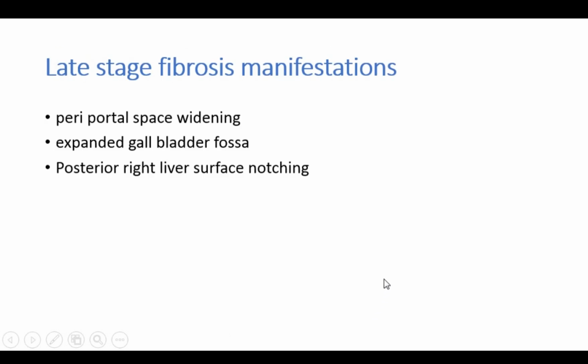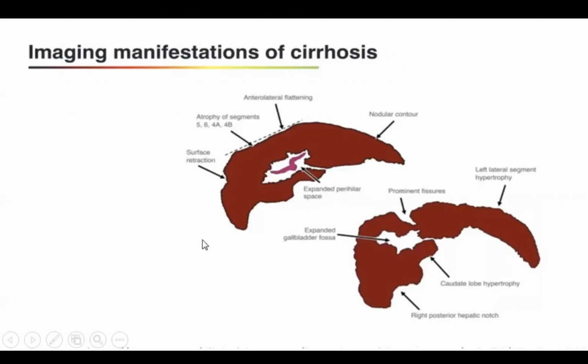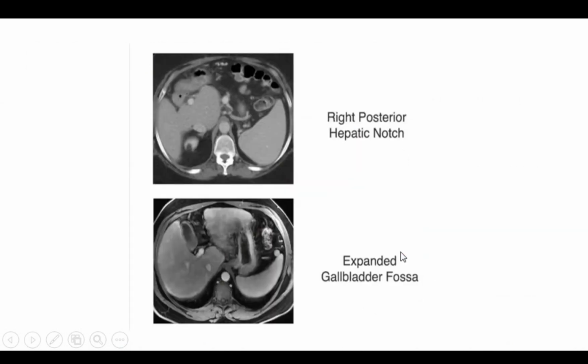We have other late manifestations of liver cirrhosis. These are periportal space widening, expanding gallbladder fossa, and posterior right liver surface notching. Here, it's expanding of the periportal area, posterior hepatic notch, and gallbladder fossa widening. These are late manifestations. Here also, this is the posterior hepatic notch, and this is widening of the gallbladder fossa.